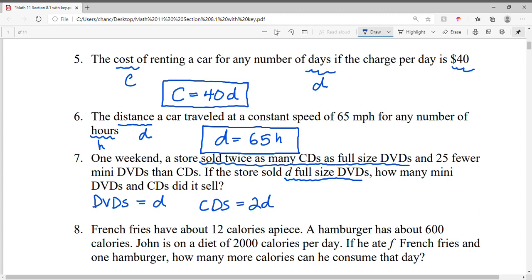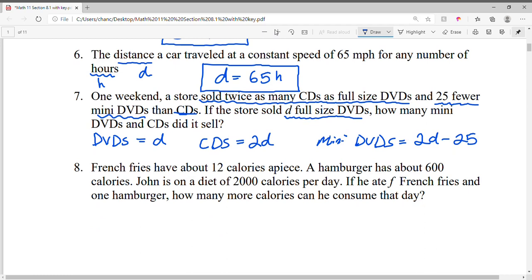Now, how many mini DVDs did we sell? Well, we sold 25 fewer mini DVDs than CDs. So we're going to look at the mini DVDs. So we'll write mini DVDs. And we sold 25 fewer. Fewer than what? The number of CDs. Well, we know the number of CDs is 2D. And we're going to subtract 25 because it's 25 fewer. And there you go. We know the amount for each of these items.